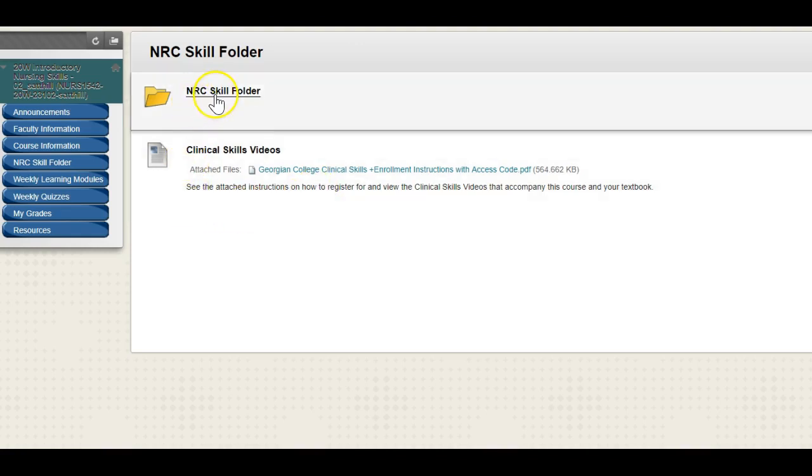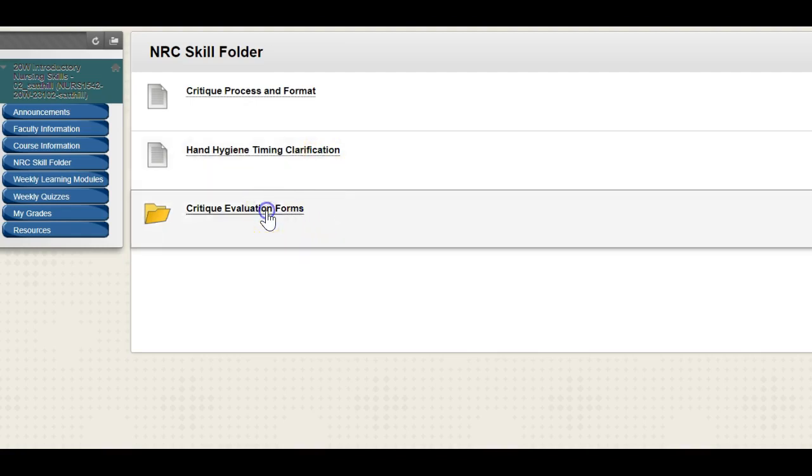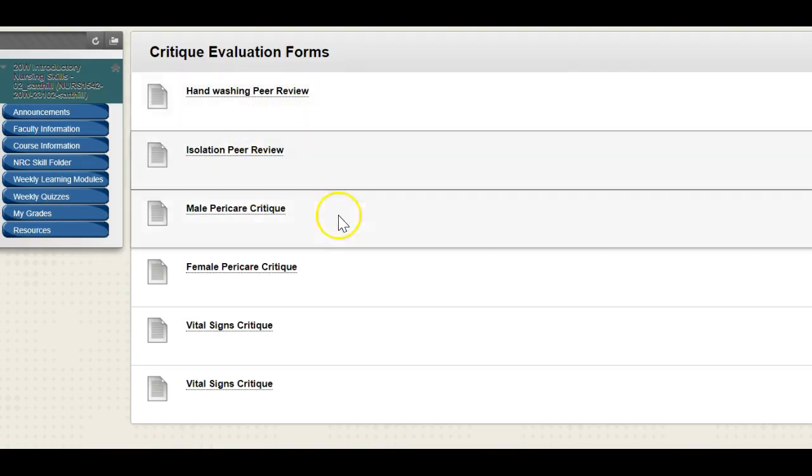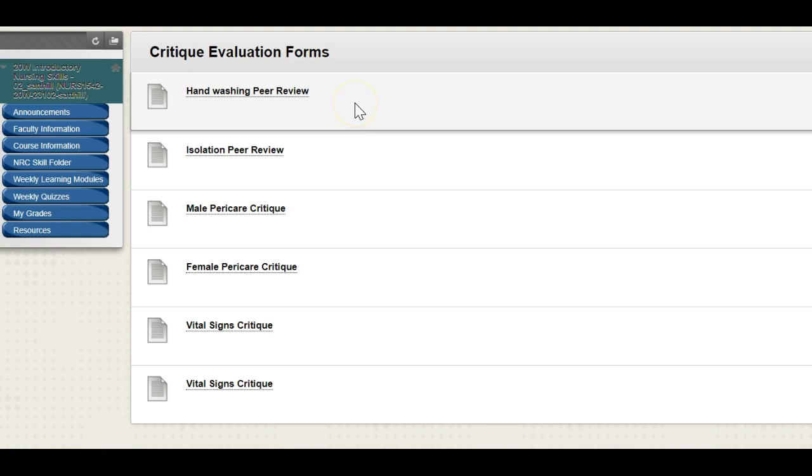The other folder is your NRC skills folder here. This just outlines the process for the critique and the format. There's a special note about hand hygiene that I wanted to clarify with you, so I've posted that there so you can take a look when we get to that topic. And then all of the critique evaluation forms are here. So you can take a look at those before you enter into your critique to understand what they are going to be evaluating you on, your ability to do.